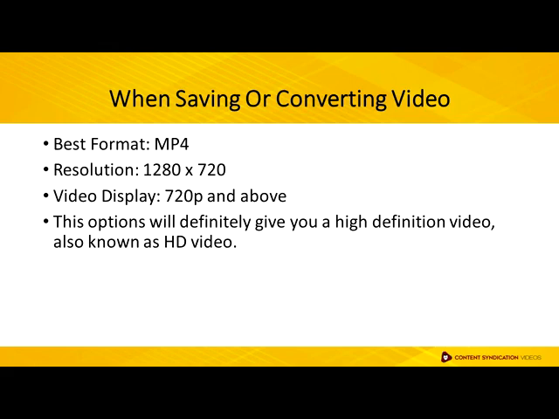Next is the resolution and its display. Make sure that your video size is at 1280 by 720 and displayed at 720p or above. This is what's commonly known as a high-definition video, or HD. This is the default video standard that must be practiced whenever you want to create a content video. Now that you've set your video to its best setting, time for you to start uploading them to some of the major video sharing platforms.